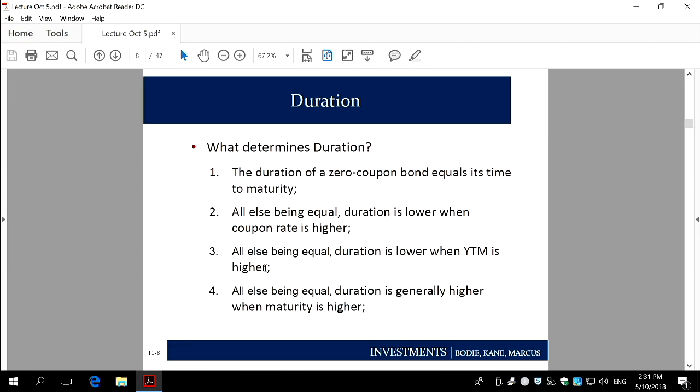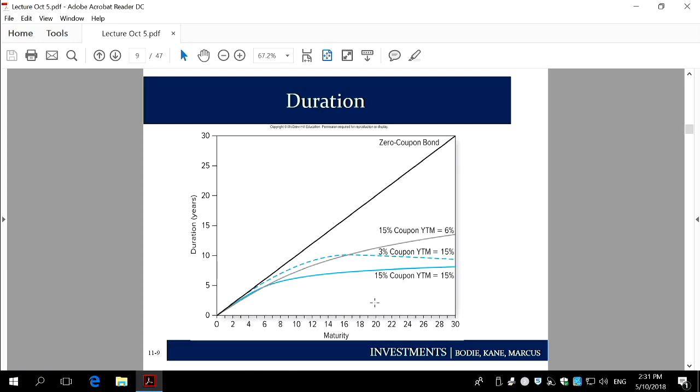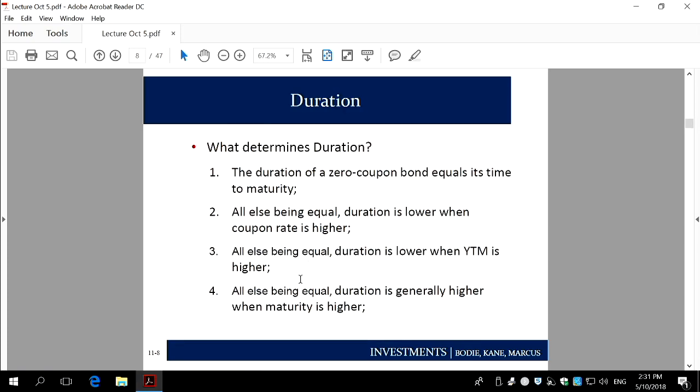The second rule says that, all else being equal, duration is lower if yield to maturity is higher. For example, if you look at this gray curve and this blue curve, this yield to maturity is 6%, but this yield to maturity is 15%. And lower yield to maturity gives you higher duration. This is our second rule.